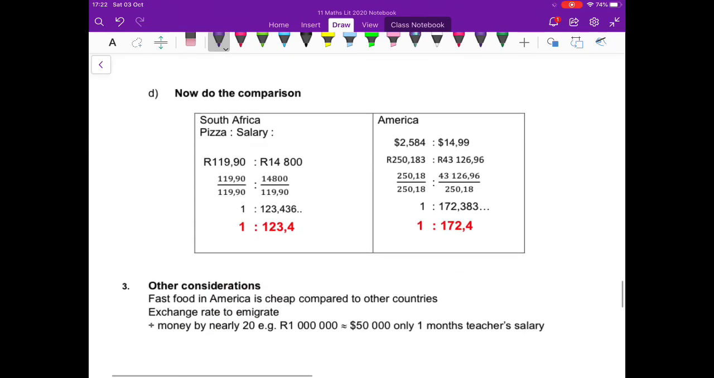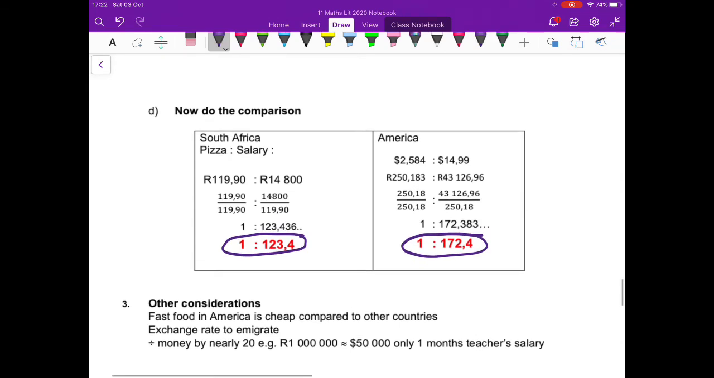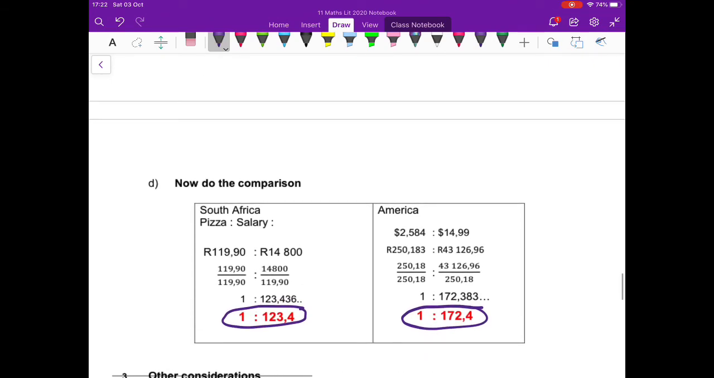Right, let's have a look. Now you have to do the comparison. So from this calculation, we got 123.4, and on this one, we got 172.4. Now, what is this actually telling us? Well, it's telling us that in South Africa, you can only buy 123 pizzas on a teacher's salary. In America, you can buy 172 pizzas on a teacher's salary. So the cost of living appears to be much cheaper in America.